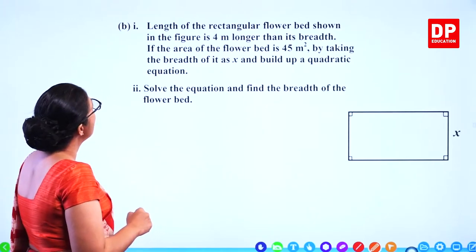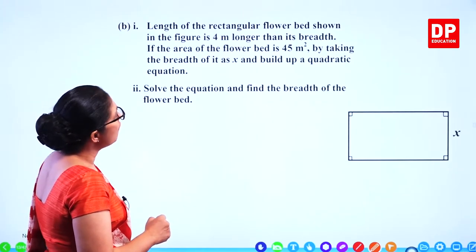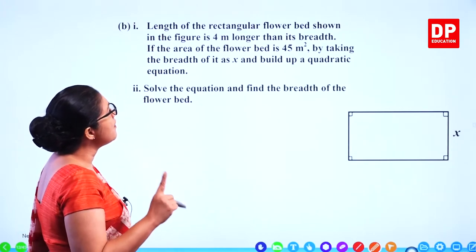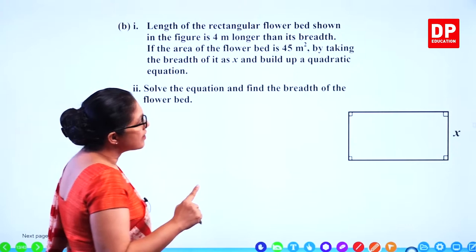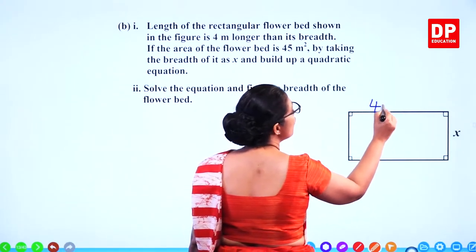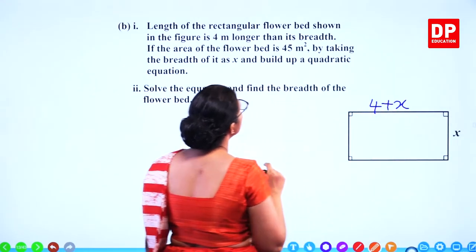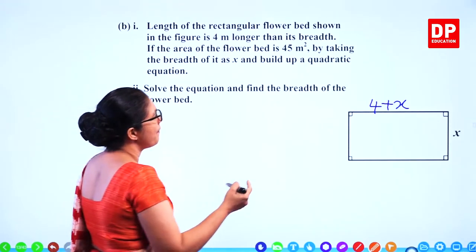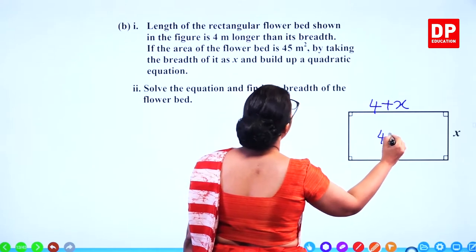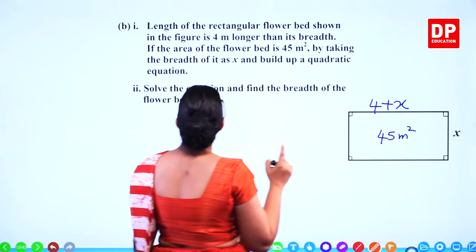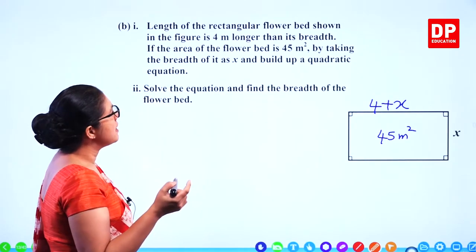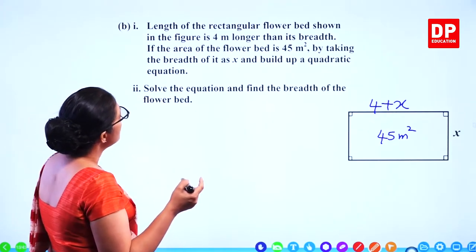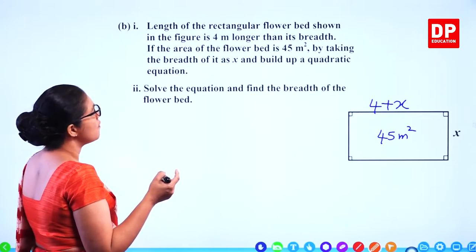Part B. The length of the rectangular flower bed shown in the figure is 4 meters longer than its breadth. If the breadth is x, what is the length? 4 plus x. If the area of the flower bed is 45 square meters, by taking the breadth of it as x, build up a quadratic equation, and solve the equation to find the breadth of the flower bed.